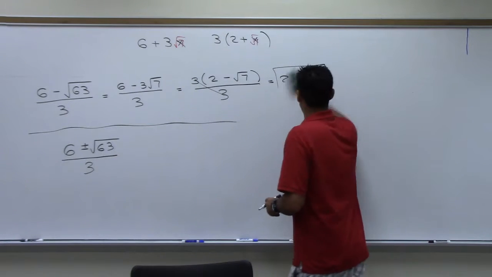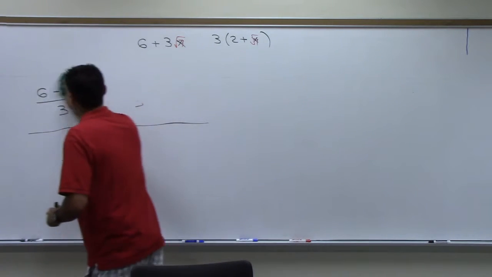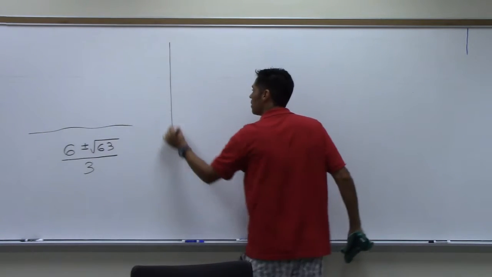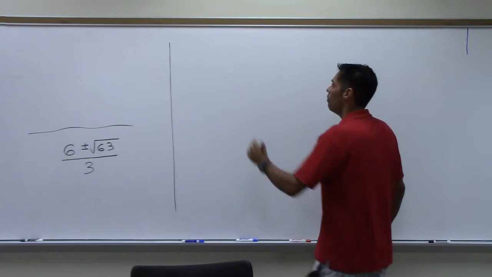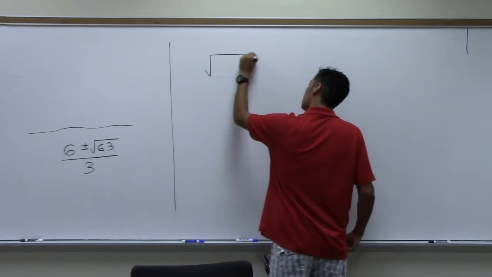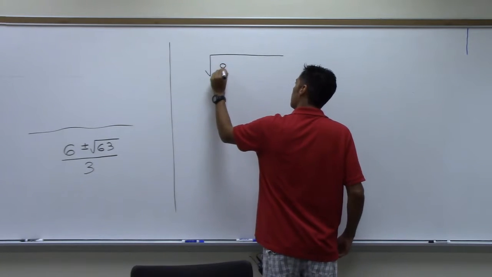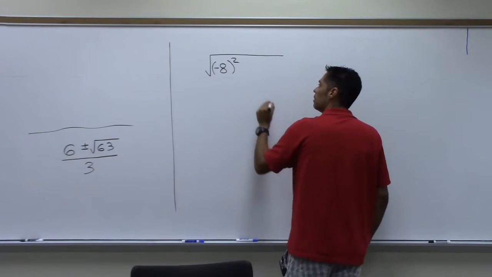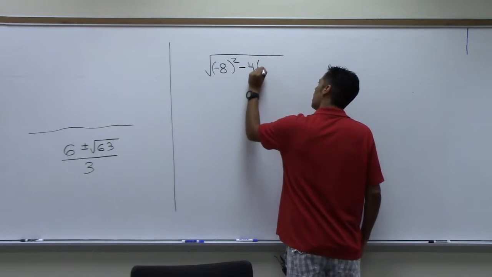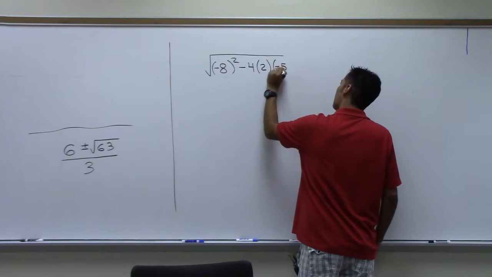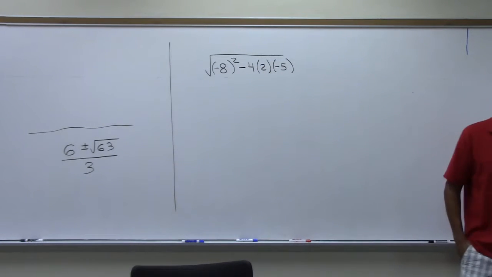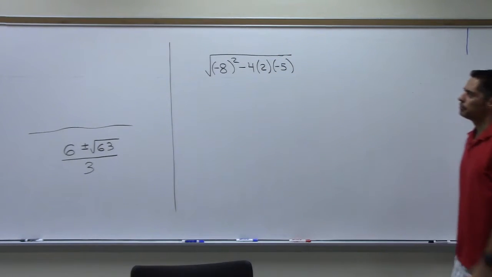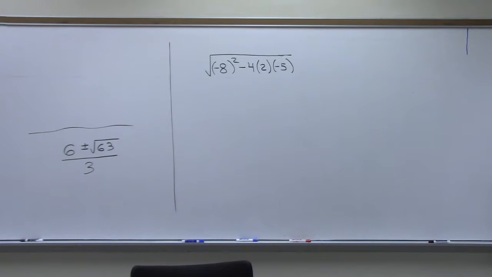All right. This is going to seem even more off topic, but let me ask you this. What is the square root of 81, or no, you know what? I'm going to do this. Negative 8 squared minus 4 times 2 times negative 5. Now, we did talk about order of operations earlier in the semester. Tell me what you would do first here.